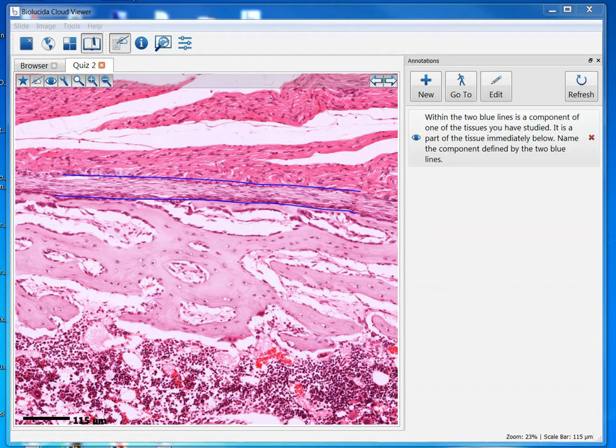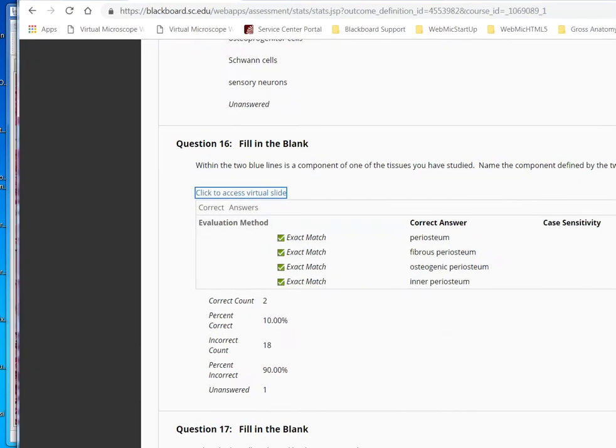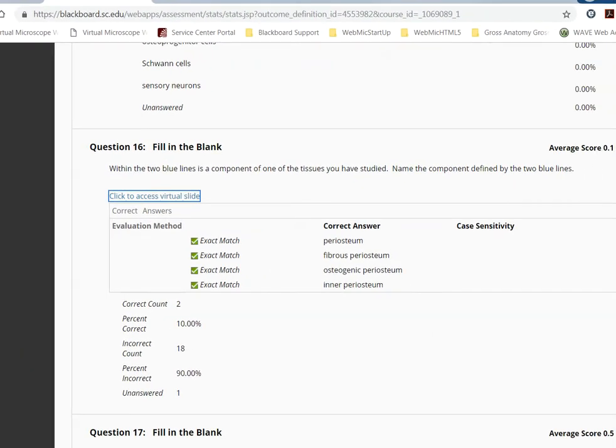So in this particular quiz, I'm only reviewing one question on Part B, and it's question 16. You were asked: within the two blue lines is a component of one of the tissues you have studied. Name the component defined by the blue lines. Well, first of all, you're going to have to recognize the tissue that you have studied. And secondly, you're going to have to focus on the component and be able to recognize what component of that tissue. Well, actually it was bone.